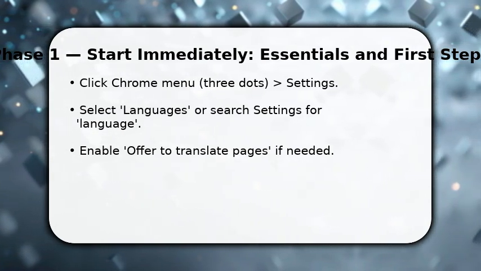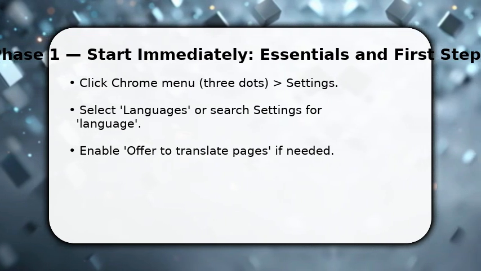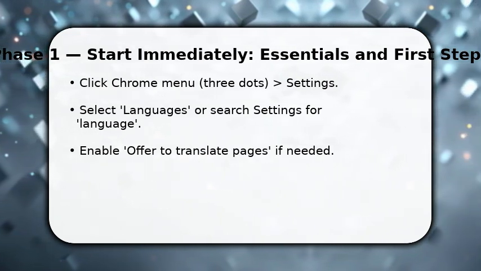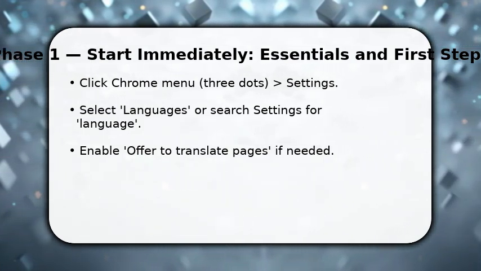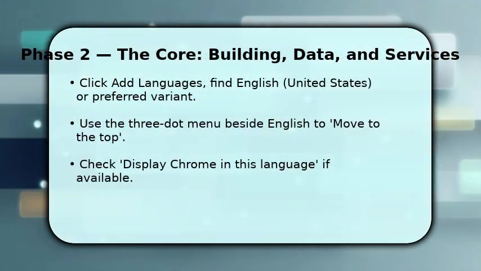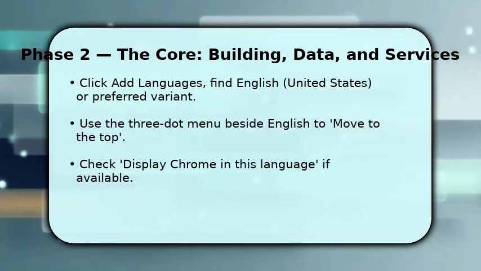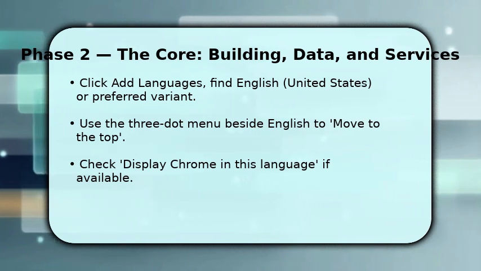Click Add Languages now. This step collects the tools Chrome uses for search and UI language and prepares the browser so you can set English as primary quickly. Once added, find English in the list and use the 3-dot menu beside it to move it to the top. Moving it up sets priority for search relevance and interface text.